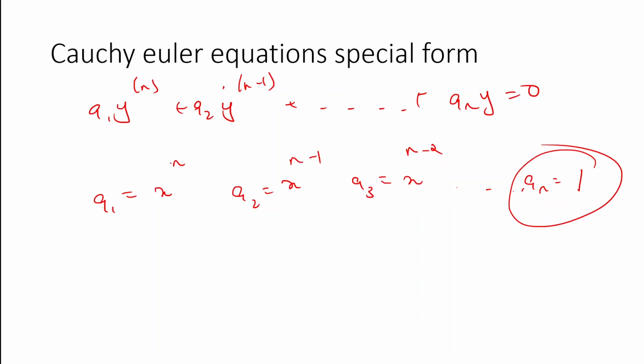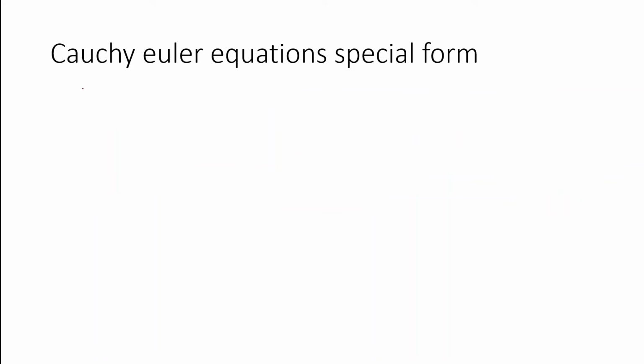This is a special form and this must be the form, and if it is in this form, then it is possible to solve any Cauchy-Euler equation. Let me show you. Let me rewrite it in that form first: x to the power n y^(n) plus x to the power n minus 1 y^(n-1), all the way up till y is equal to 0. So this is the form.